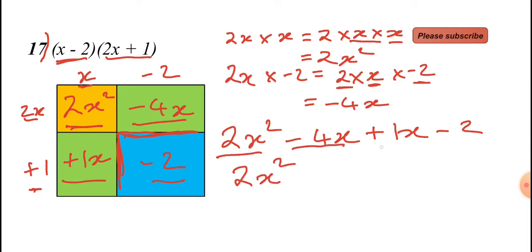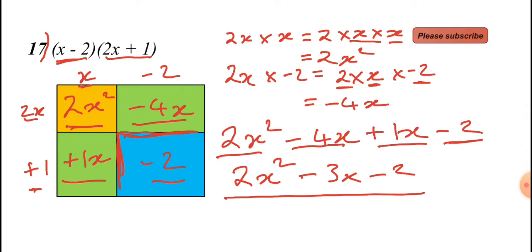Then here I've got minus 4x and 1x. So if I've got minus 4 lots of x and then I add 1 lot of x, that's minus 3x. And then minus 2 here, we'll just copy it down. So this is the final answer: 2x squared minus 3x minus 2.